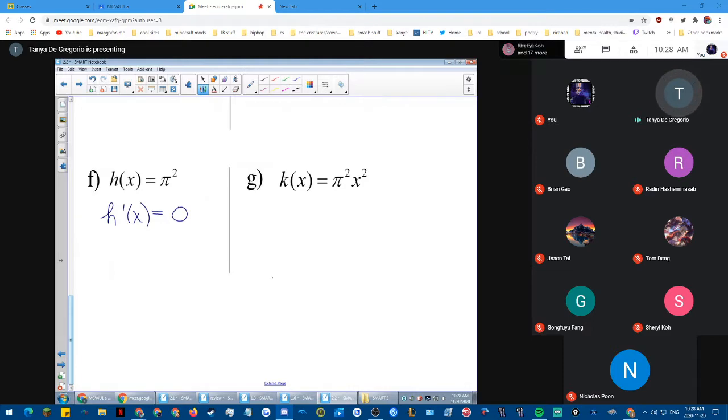A lot of people, when they see this, again, you're on a test, you're nervous, and you write 2 pi. Well, pi is just a number, so the derivative is 0. Good. Okay, and now this one. Good. This 2 goes to the front. You leave the pi squared, it's just a number. So 2 multiplied by pi squared, and then times x. Very good.